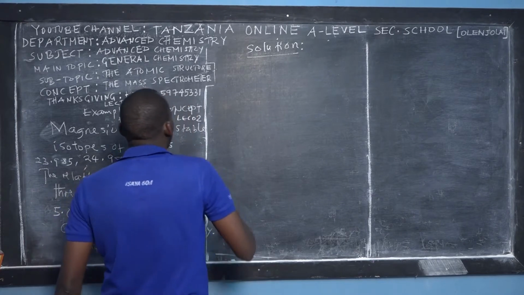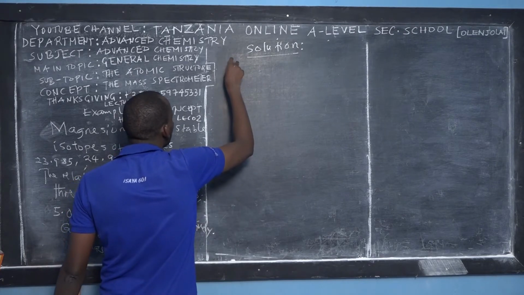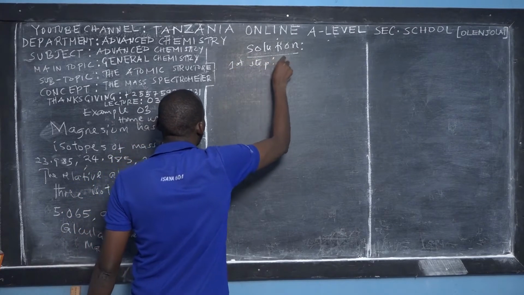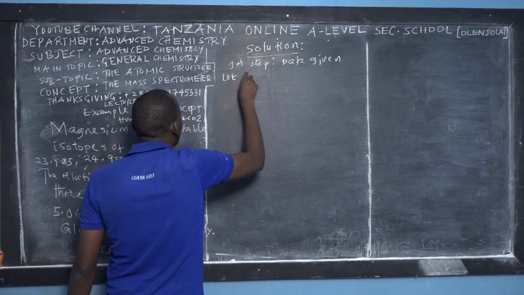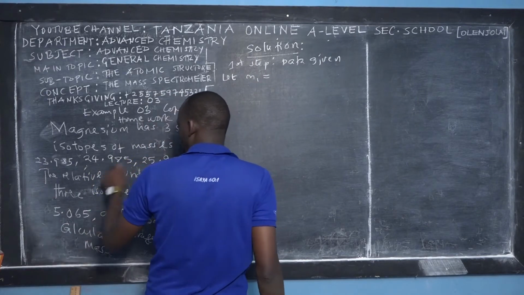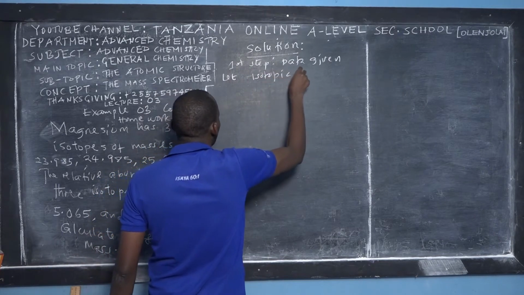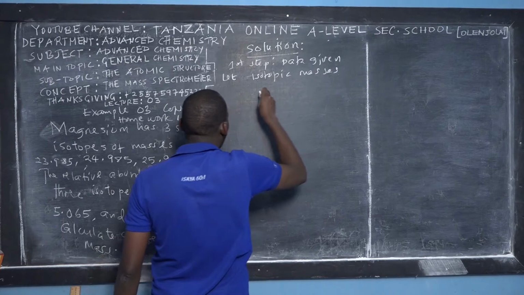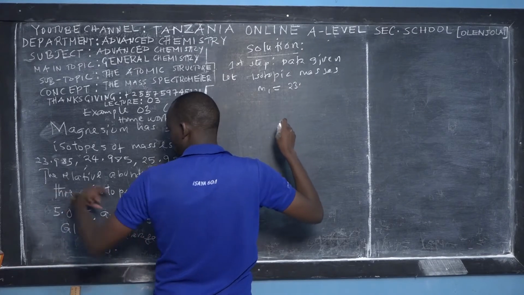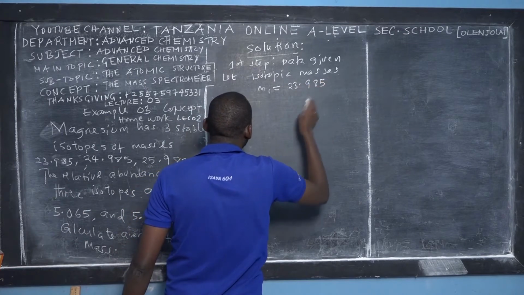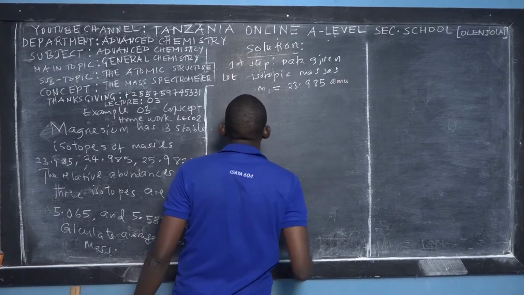to solve it. So the first step, you can list the data, the isotopic masses, that is, the data you have been given in this question. So we can say let isotopic masses, M1, be equal to 23.985 atomic mass unit.